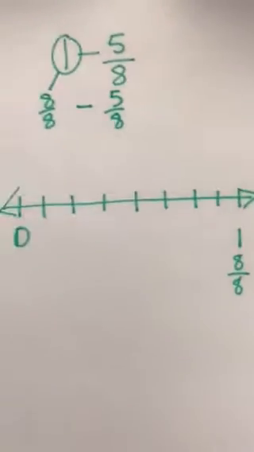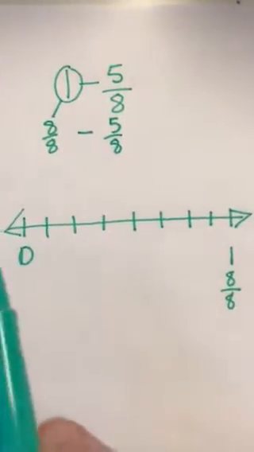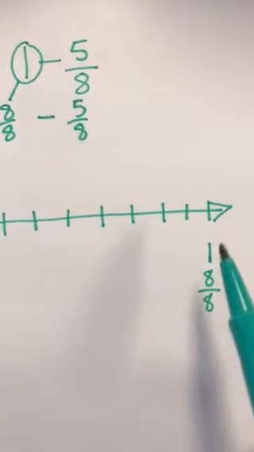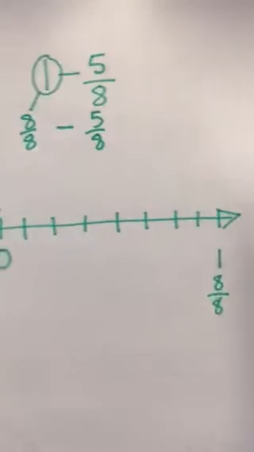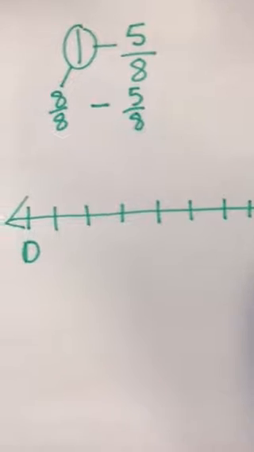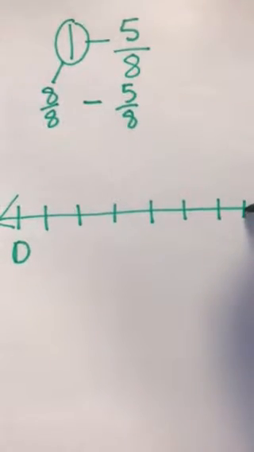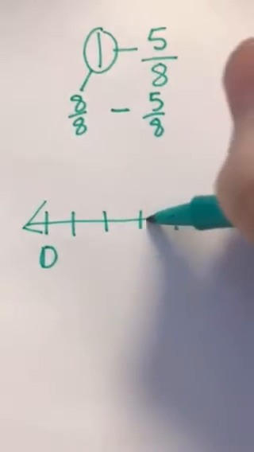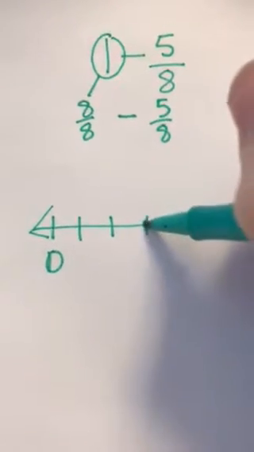So I set that up on a number line down here. I have a number line that starts at 0 and goes to 1, or 8/8, which are equivalent. I'm going to start at 8/8 and I'm going to jump back 5/8. 1/8, 2/8, 3/8, 4/8, 5/8.